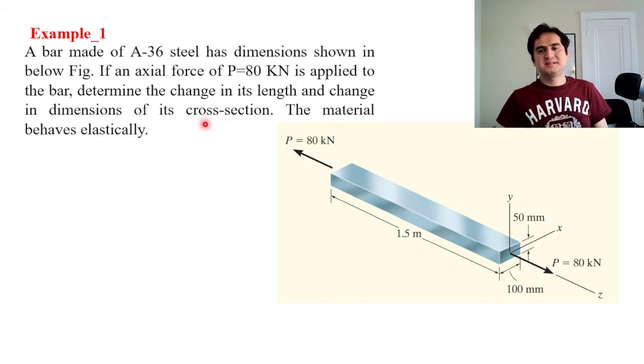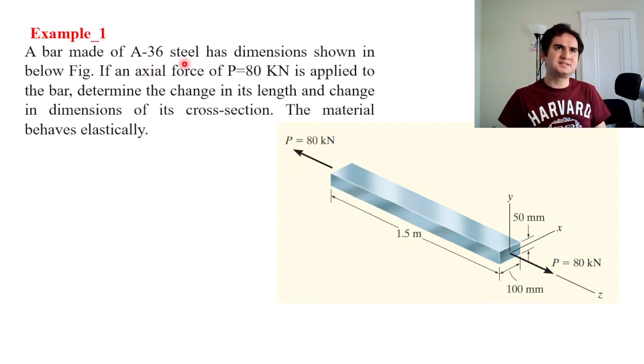Let's solve a problem here. In example 1, there is a bar made of A36 steel that handles a pulling force of 80 kN at both ends. We are going to determine the change in length and also the change in cross-sectional area.